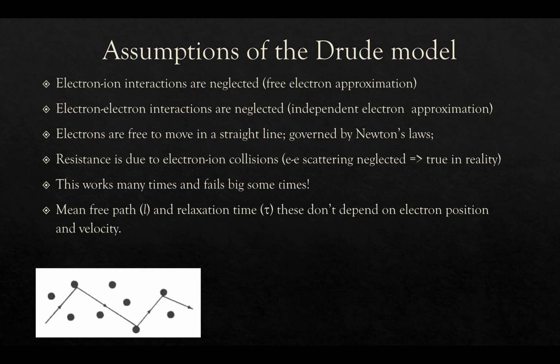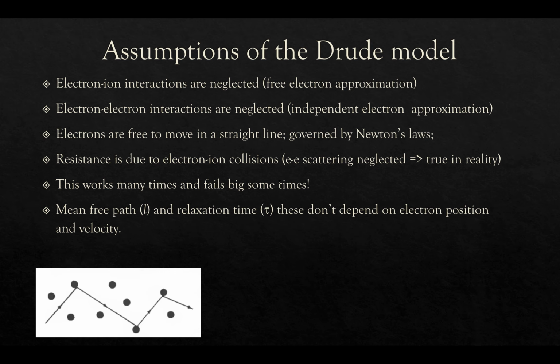Then in the Drude model, the electrons are assumed to move in a straight line between collisions. They are assumed to be governed by Newton's laws. They are classical objects. There is no quantum mechanics. Those are simple assumptions that are similar to the kinetic theory of gases. Those are the assumptions made.